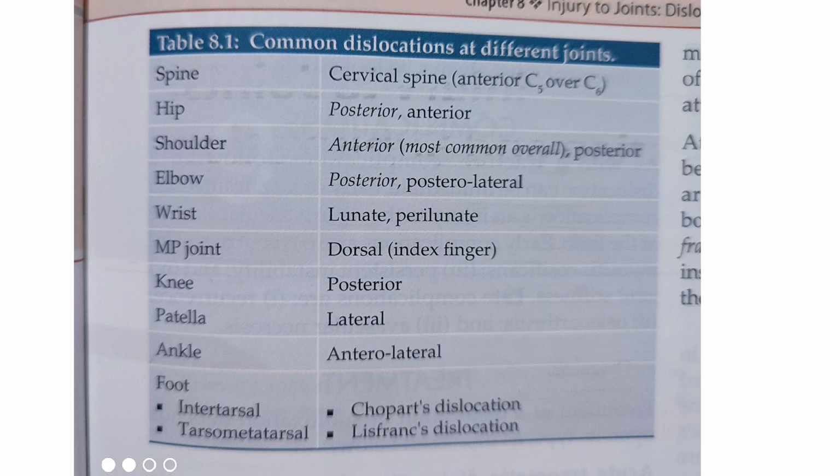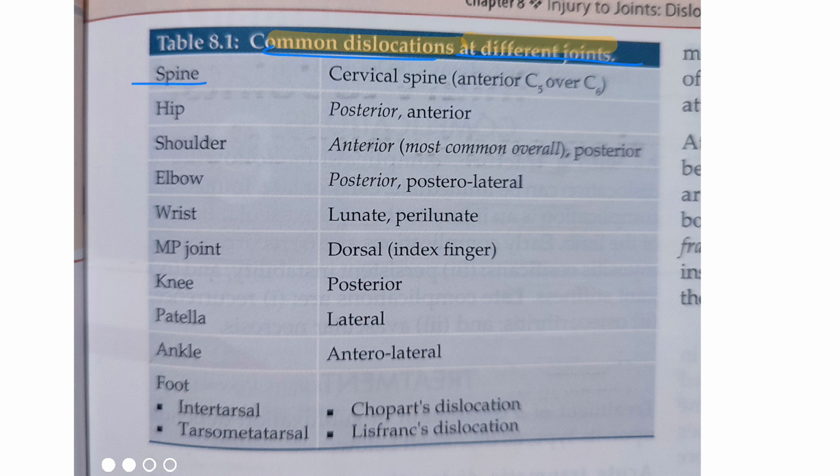Important chart, a few important tables from orthopedics. So the first table is common dislocation at a different joint. Then what are the joints and what is the dislocation there?